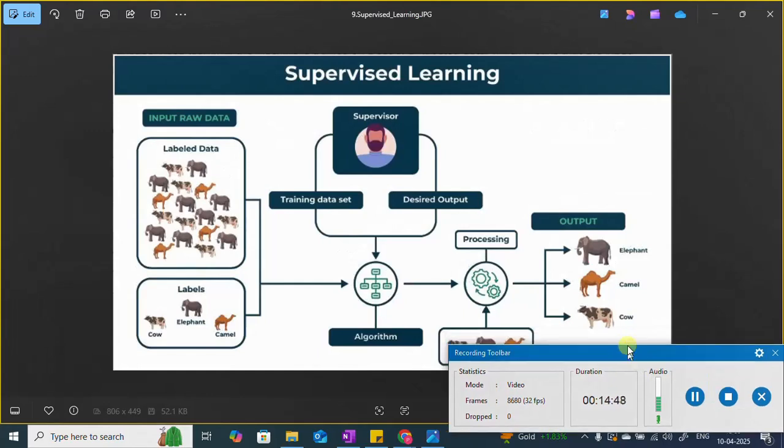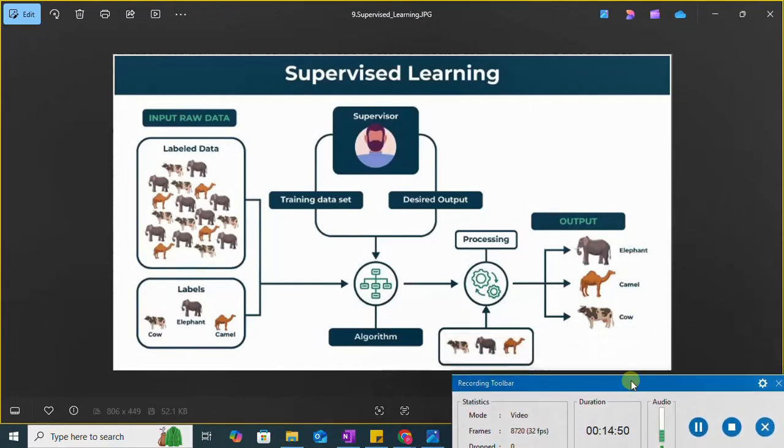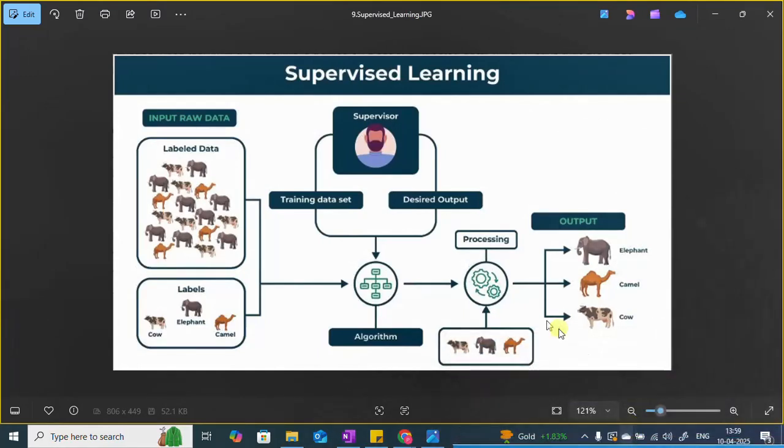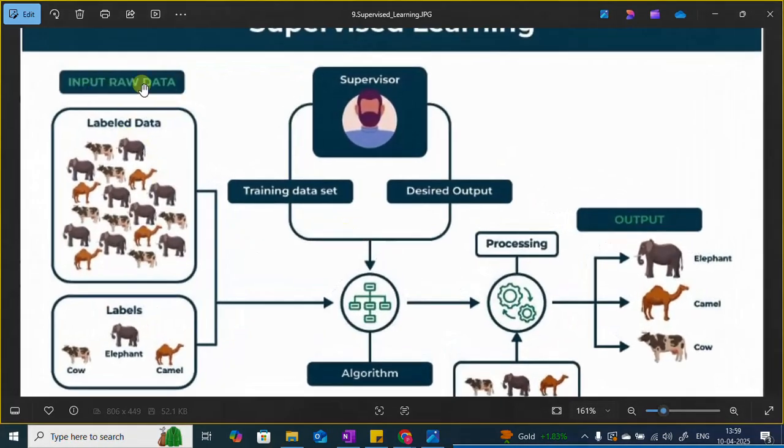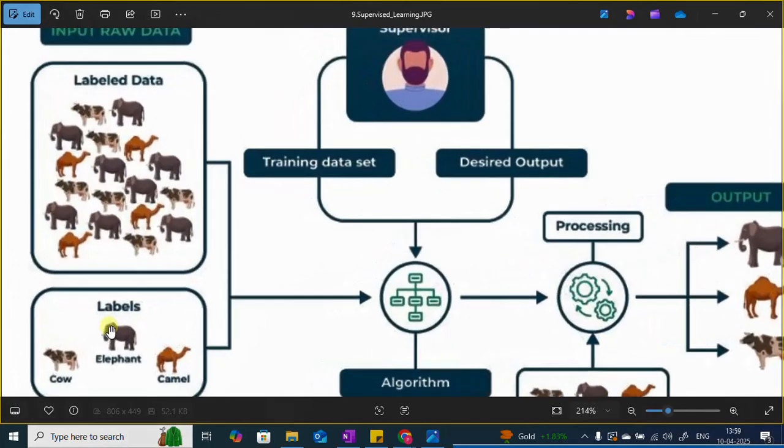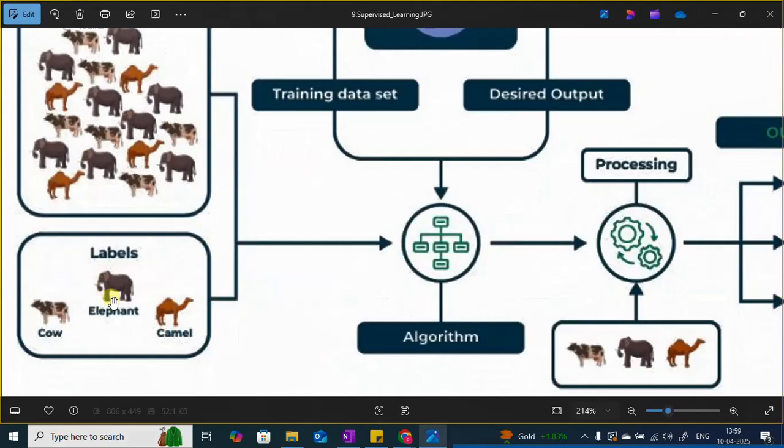Very interesting. Give your 100% concentration. See what I'm doing here. This is supervised learning, as I drew in that hierarchical diagram on my whiteboard. It is a part of machine learning algorithms. In this case, I am using labeled data. You can see the input raw data I'm giving is a combination of elephant, camel, and cow, and here I also label it: this picture belongs to elephant, this picture belongs to camel, this picture belongs to cow.